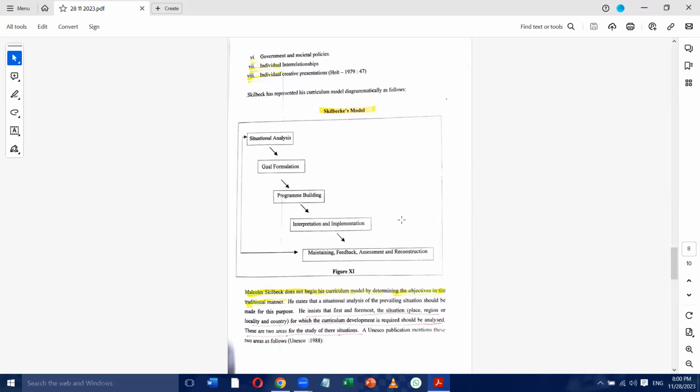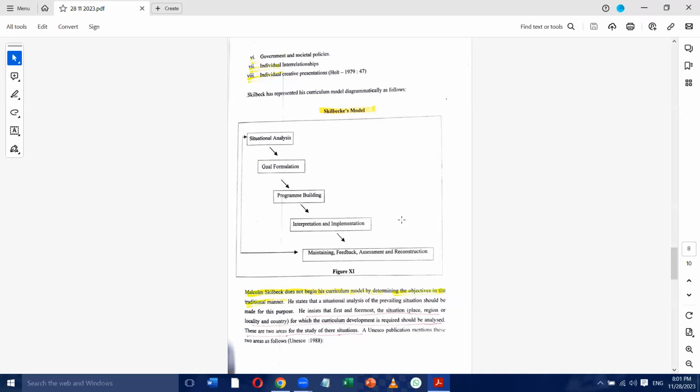So Malcolm Skillbeck does not begin his curriculum model by determining the objectives in the traditional manner. That's what we are talking about. He states that a situational analysis of the prevailing situation should be made for this purpose. So before forming the objectives, which in his terms he has called the goal formation, you have to go to the situational analysis. He insists that first and foremost, the situation, the place, the region or locality and country for which the curriculum development is required should be analyzed.